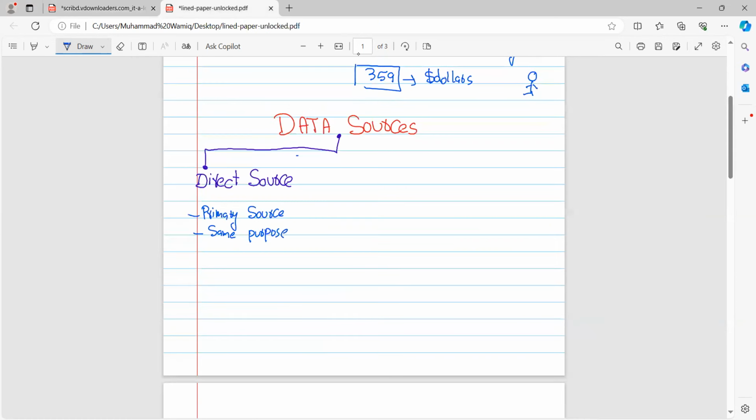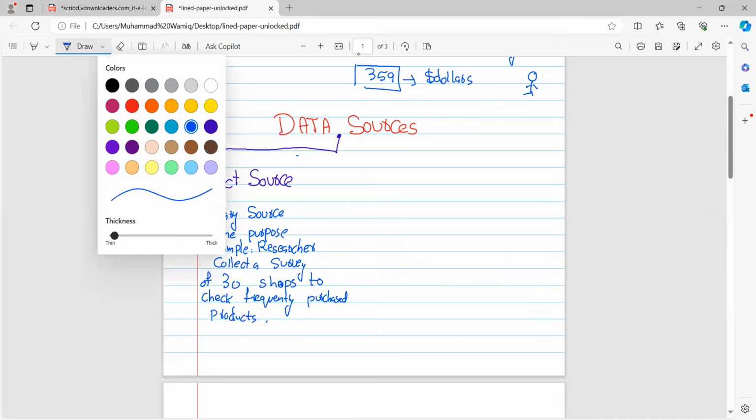For example, if you are working as a researcher and your task is to collect a survey of 30 shops to check frequently purchased products.